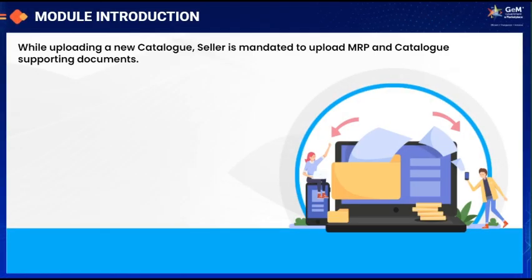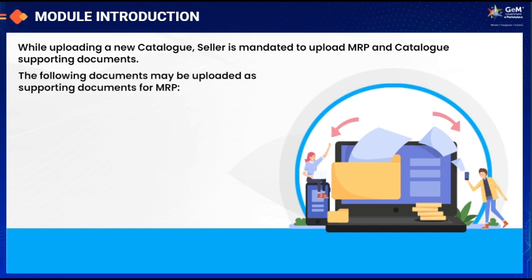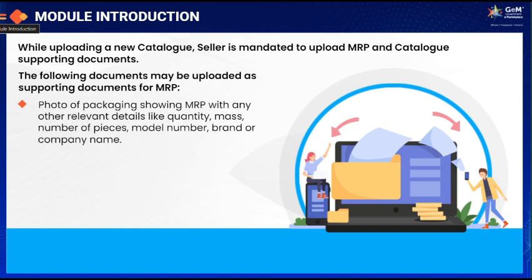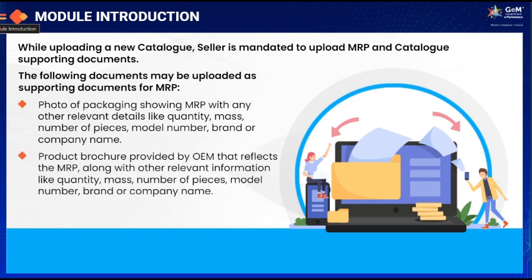While uploading a new catalog, seller is mandated to upload MRP and catalog supporting documents. The following documents may be uploaded as supporting documents for MRP. Photo of packaging showing MRP with any other relevant details like quantity, mass, number of pieces, model number, brand or company name. Product brochure provided by OEM that reflects the MRP, along with other relevant information like quantity, mass, number of pieces, model number, brand or company name.